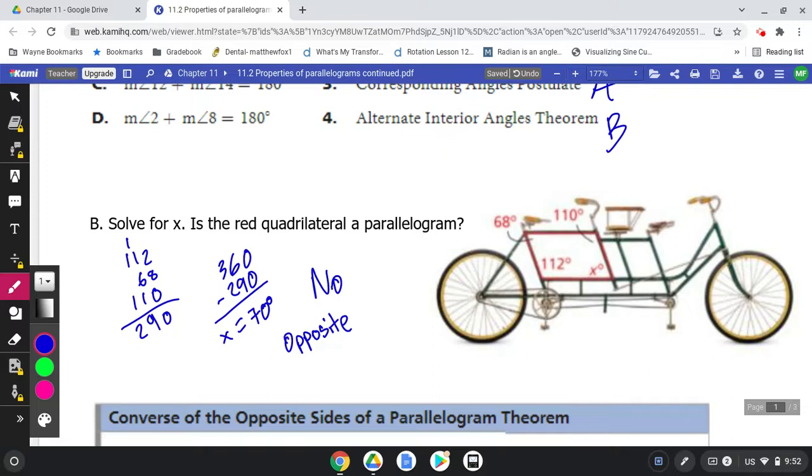Now, another thing we could have checked is, are consecutive angles going to add up to 180? Are they supplementary? Let me write this quick. And that depends on which set you look at.